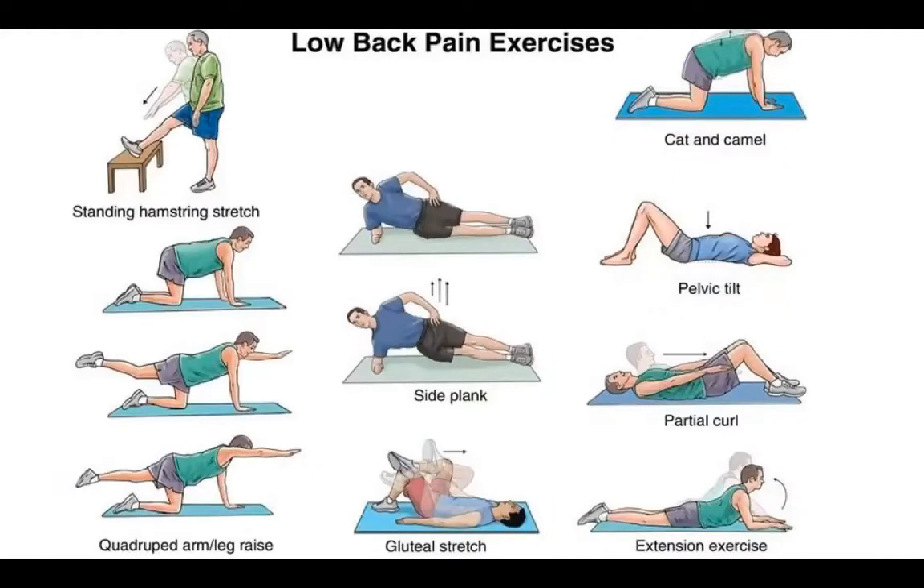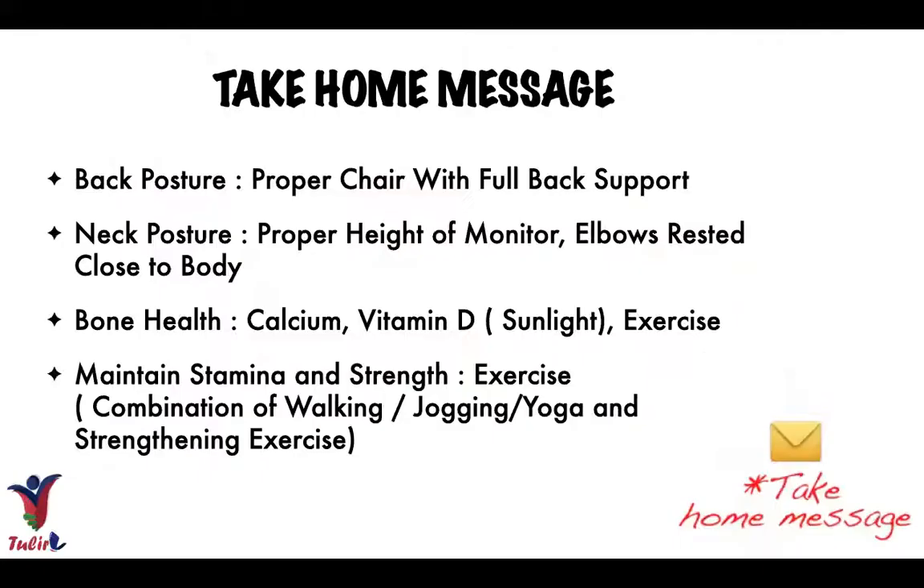So the other preventive measure can be to have your lower back flexible. So you should focus on your lower back. These are a few exercises which you can do. You can take a look at it, like standing hamstring stretch, where you are stretching your hamstrings, and quadruped arm or leg raise. This is a side plank, and this is gluteal stretch. This is cat camel, the pelvic tilt, the partial curl, and this is the extension exercise.